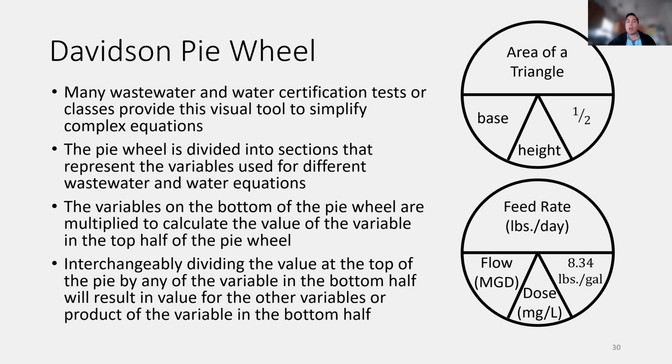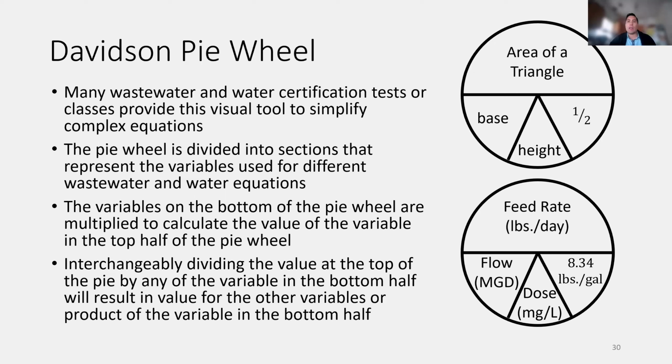Now, the variables on the bottom of the pie wheel are multiplied together to calculate the value of the variable in the top half of the pie wheel. So what that means is whatever is in the top half of the pie wheel is equal to the bottom sections multiplied by each other.